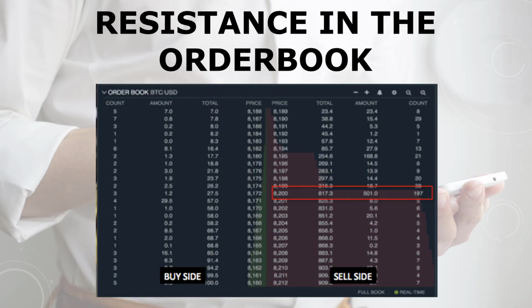Another way to look at resistance is when the price of a coin starts to increase. The resistance will start to show in the order book in the form of sell limits. It will also be known as the resistance area. You can easily identify the resistance level by looking at the sell area on the order book and noticing significant orders to sell the coin. In this example, BTC found resistance at $8,200.